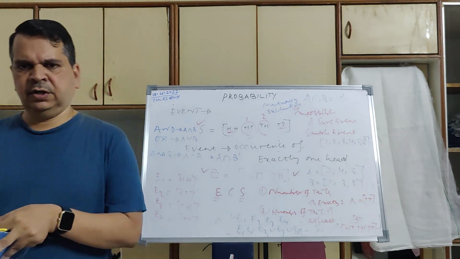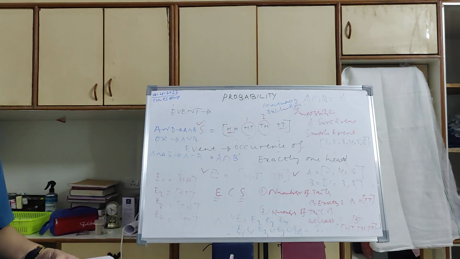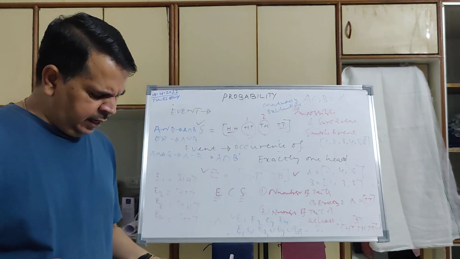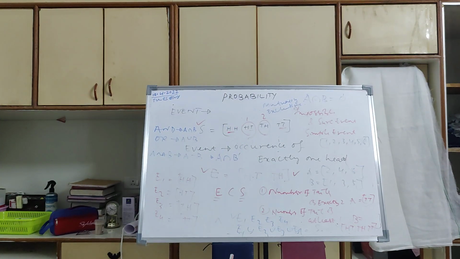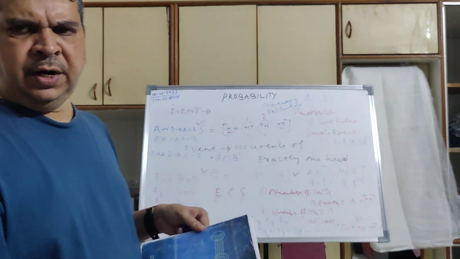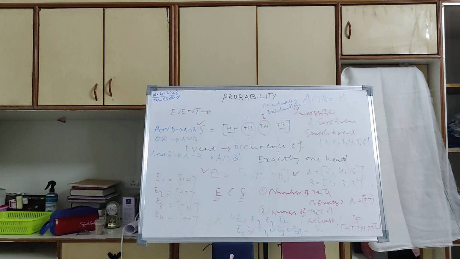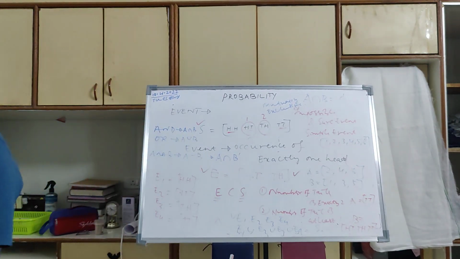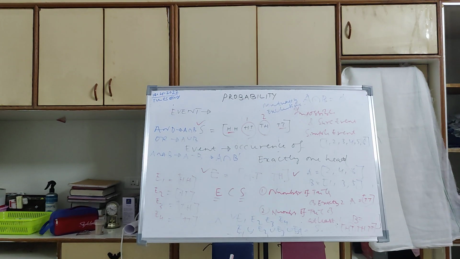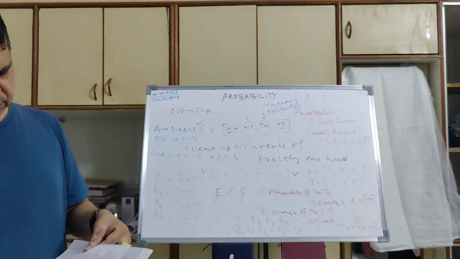Now you understand what are exhaustive events, what are mutually exclusive events, and you have understood what is a simple event and what is a compound event. Only one sample point is simple, more than one sample point is compound, and you know what is union, what is and, what is the meaning of or, what is the meaning of A minus B. That means A but not B. So now you understand all those terminology.